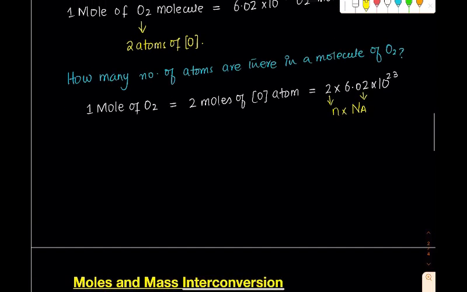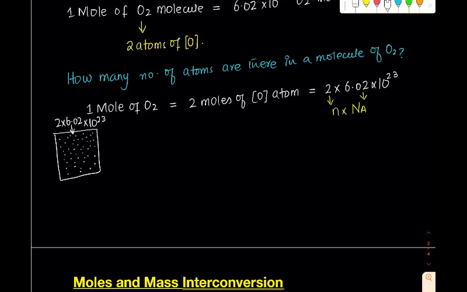That's a very interesting fact. You see, let's say we have a box, and in that box 2 times 6.02 times 10 power 23 atoms of oxygen are present. This one is containing 2 times 6.02 times 10 power 23 atoms of oxygen. So this means that double the Avogadro's number of oxygen atoms are there.